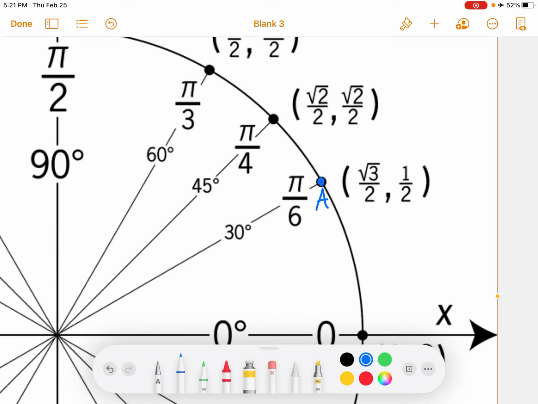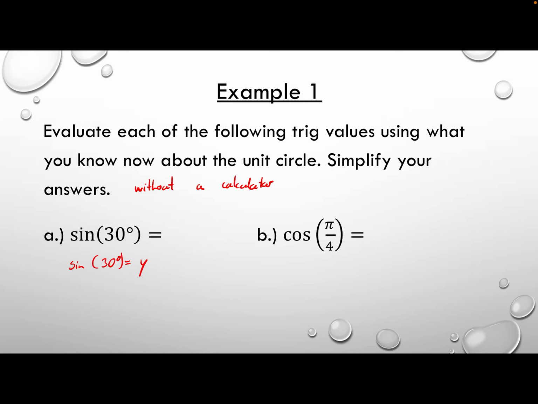All right. Well, what is the y value at point A? If we look at the y value, this is x, this is y. The y value is 1/2. That is our answer. So that means sine of 30 degrees is as simple as 1/2. That is your final answer, without using a calculator. And that's it. That's all there is to it, at least for sine. Once again, for cosine and tangent, it's a teeny bit different. Not much harder, but a teeny bit different.